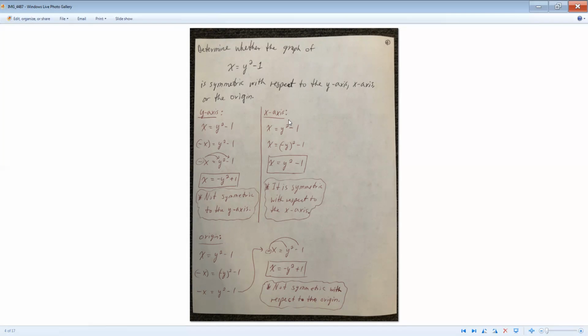All right, to see if it's symmetric to the x-axis, you plug in negative y for y. When you plug in negative y, you have x equal to negative y, quantity squared, minus 1. That negative y squared will simplify to y squared. So I have x equal to y squared minus 1, which is my original equation. So that means it is symmetric with respect to the x-axis. Then to test to see if it's symmetric with respect to the origin, you plug in negative x and negative y and see what you end up getting. Once you simplify, you have x equal to negative y squared plus 1. And that's not your original equation, so it's not symmetric with respect to the origin.